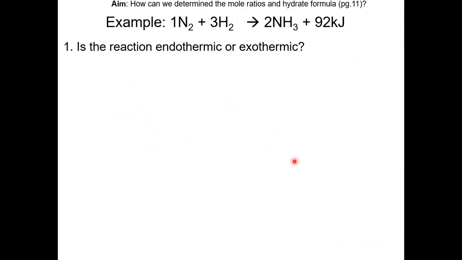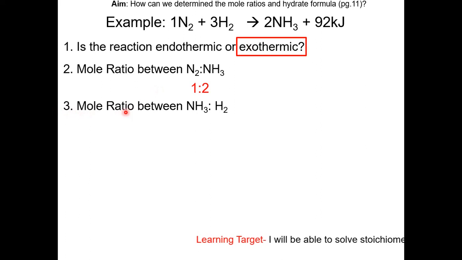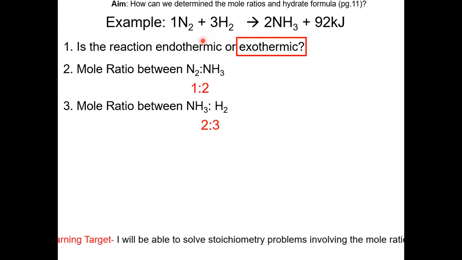Now we're going to answer some questions regarding this chemical equation. Is the reaction endothermic or exothermic? It is exothermic because energy is on the product side. What is the mole ratio between N2 and NH3? By looking at the equation, it is 1 to 2 ratio. What's the mole ratio between NH3 and H2? NH3 is 2 and H2 is 3, so it's a 2 to 3 ratio.